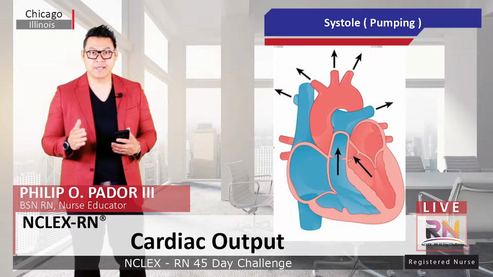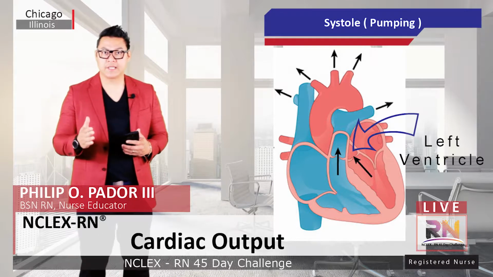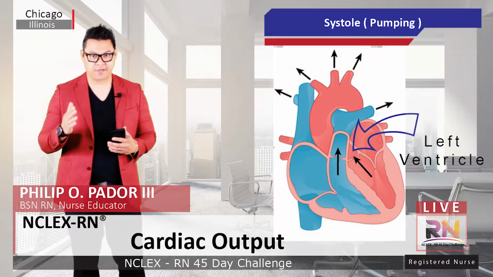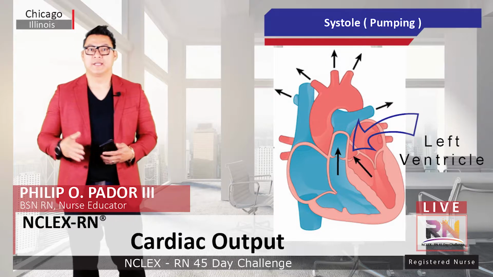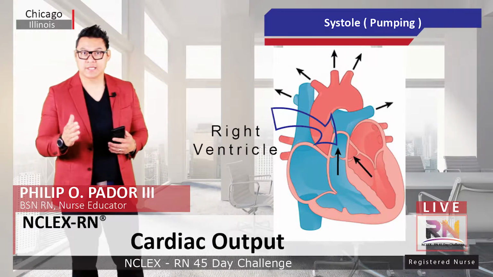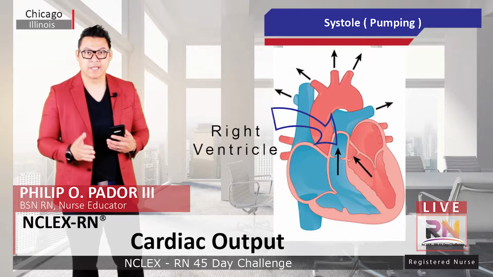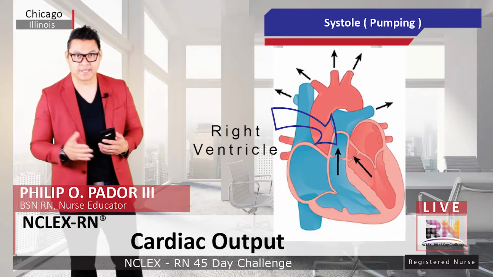And what's happening here is as the ventricles contract, the left ventricle is sending blood to the aorta, which then goes to the rest of the body. The right ventricle, of course, is sending the blood to the lungs so that it can get oxygenated, come back to the heart, and then be sent to the rest of the body.